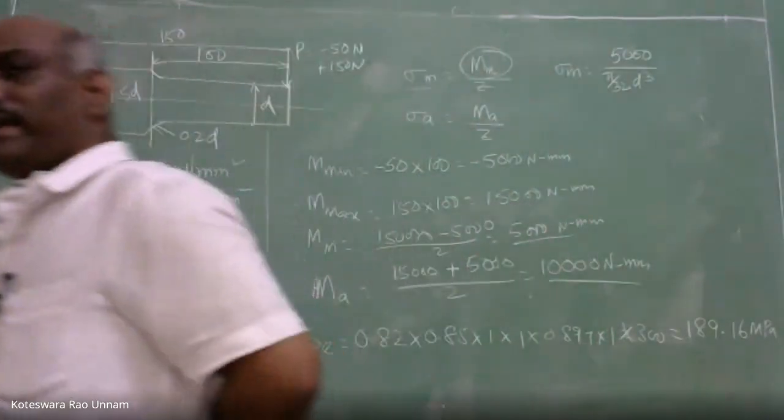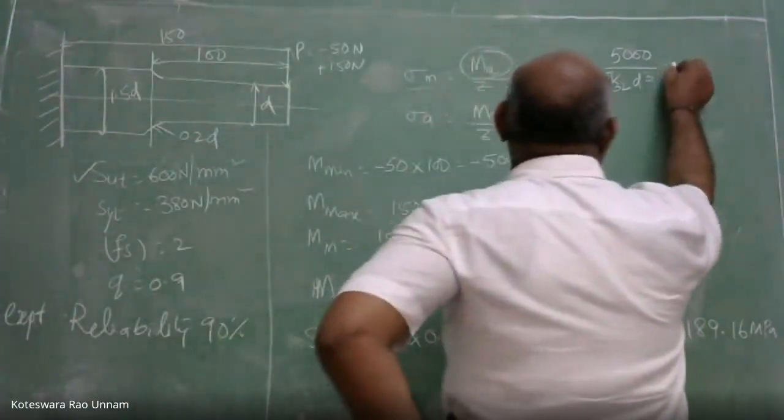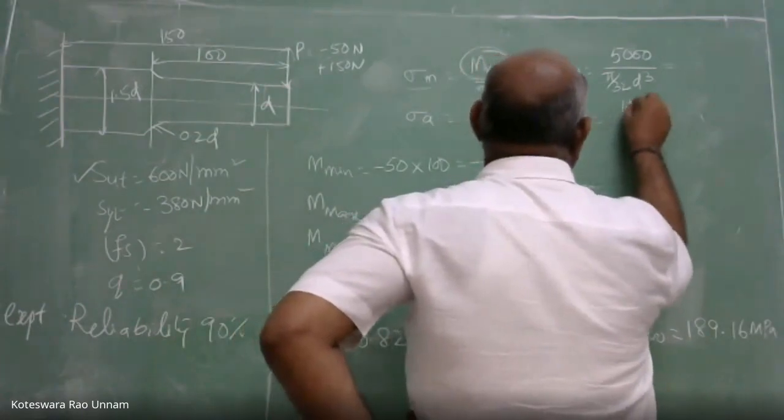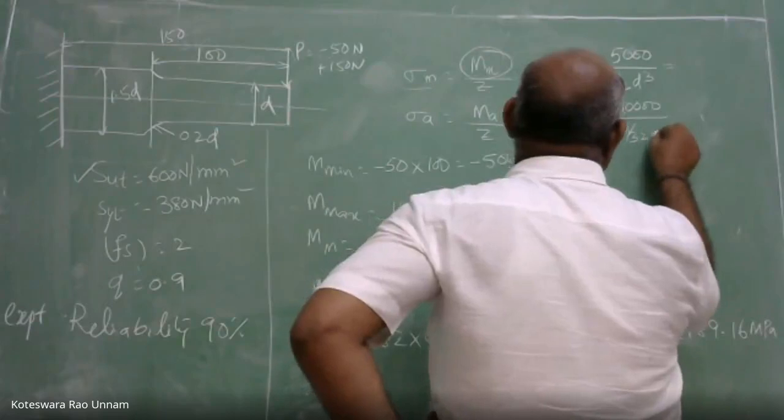So I don't know the d. I need to compute the d value. It is 5 by 32 into d cube. So then similarly, if you want, you can simplify this, or later we can do it. Your sigma A is 10,000 divided by 5 by 32 d cube.